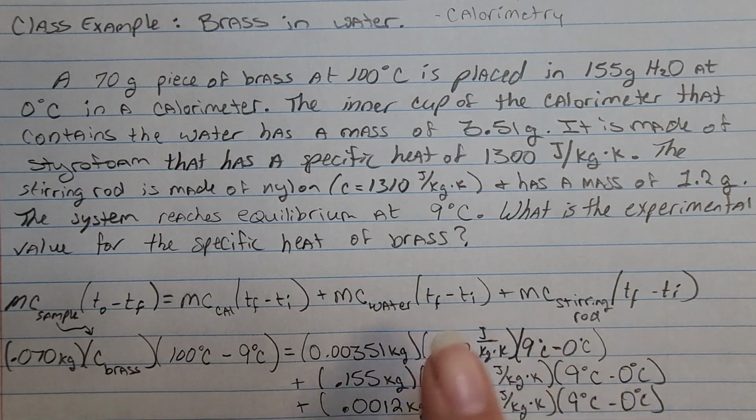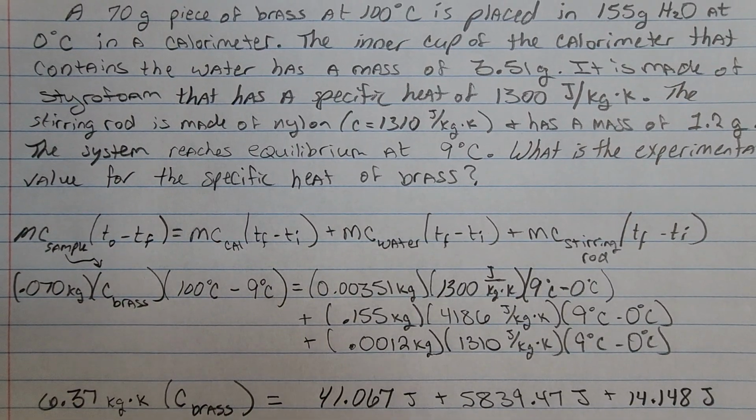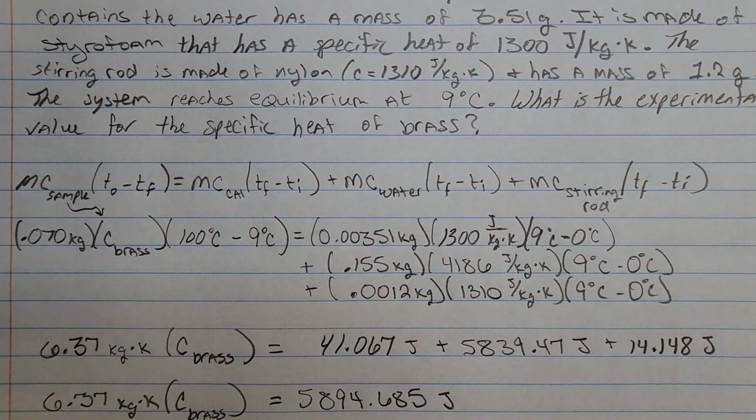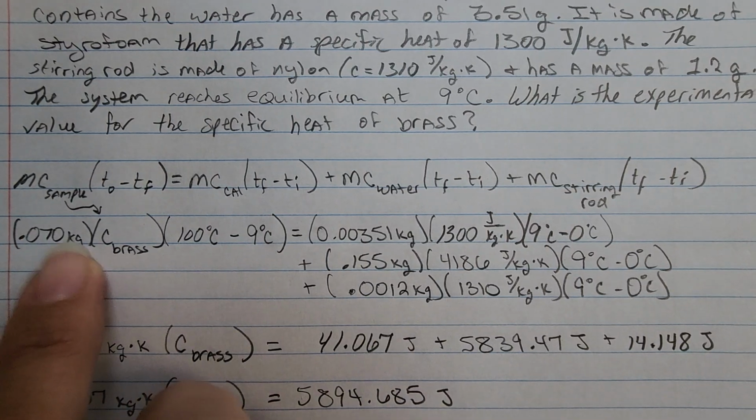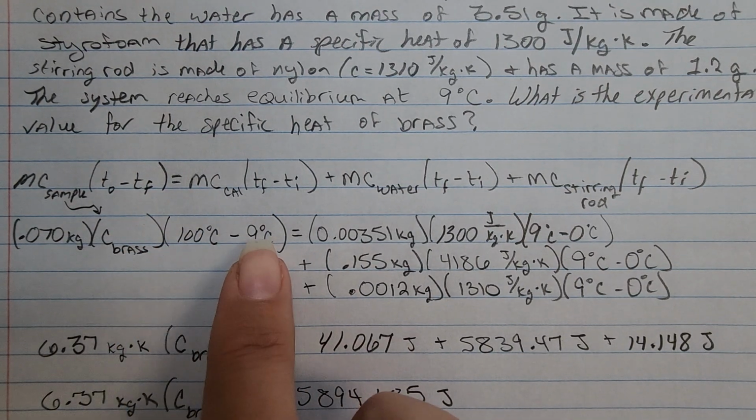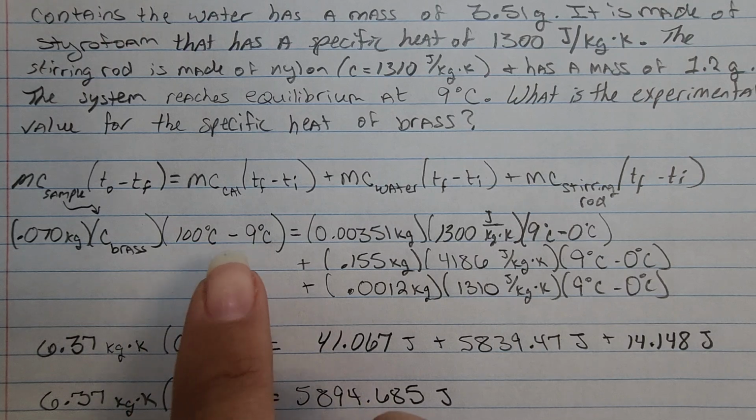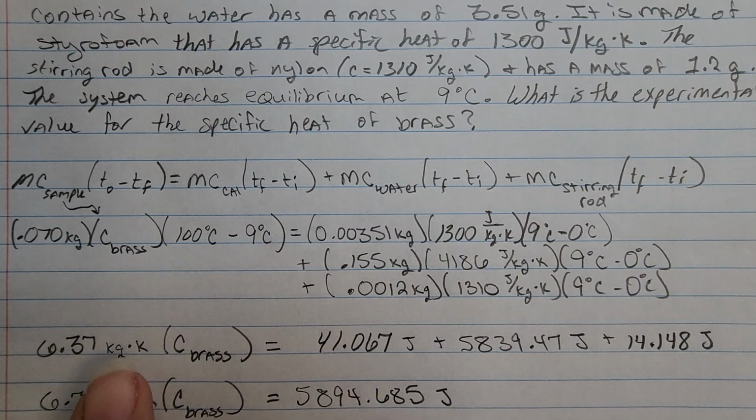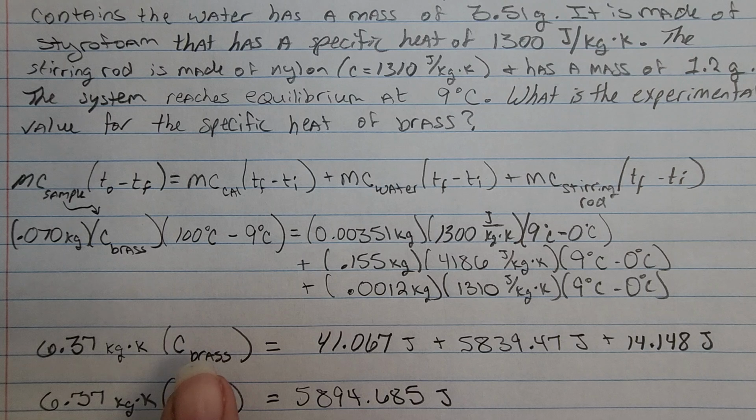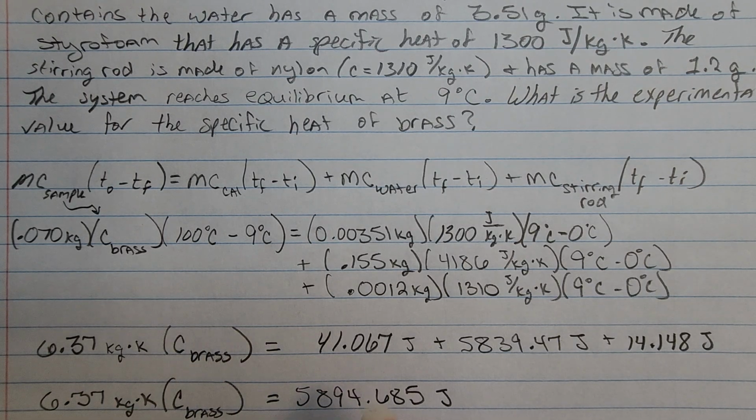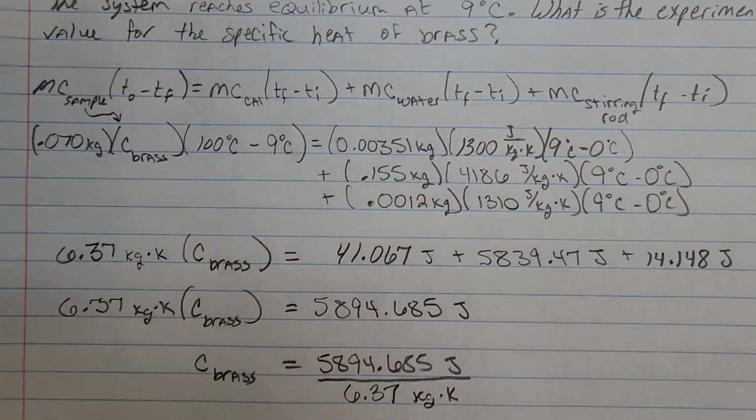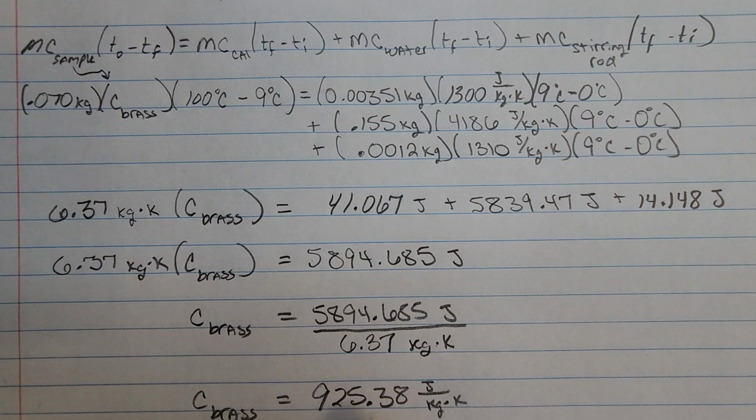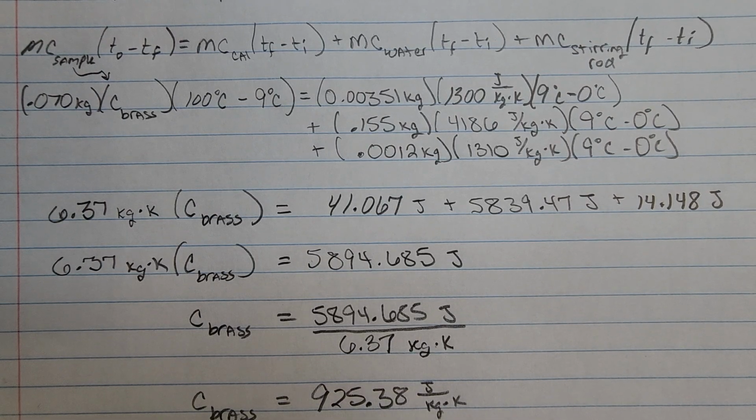So we're going to add all of this up and we get a sum of 5,894 joules. And we can multiply this 0.070 times 100 minus 9, which is a 91 degree temperature change, and we get 6.37 times the specific heat of brass. So we're going to divide this under both sides. So 5894.685 divided by 6.37 gives me a C value of 925 joules per kilogram Kelvin.